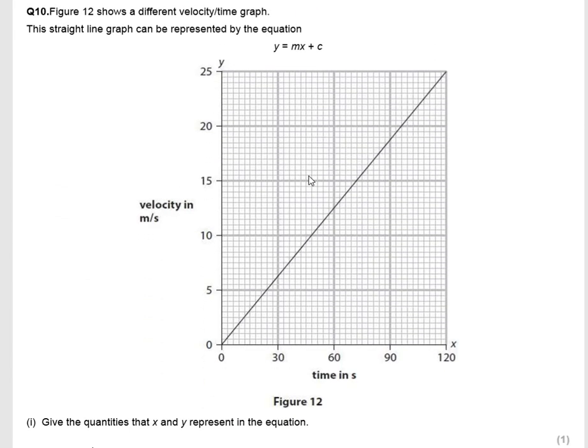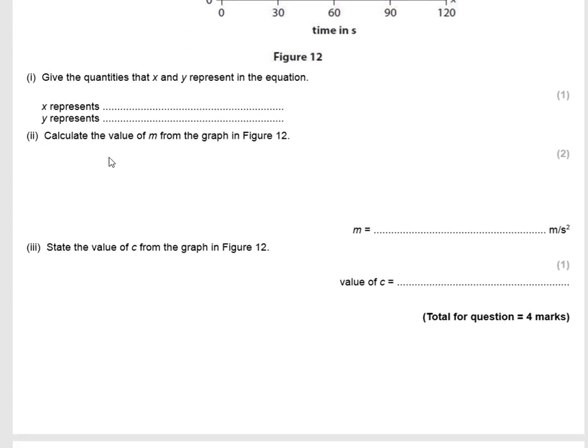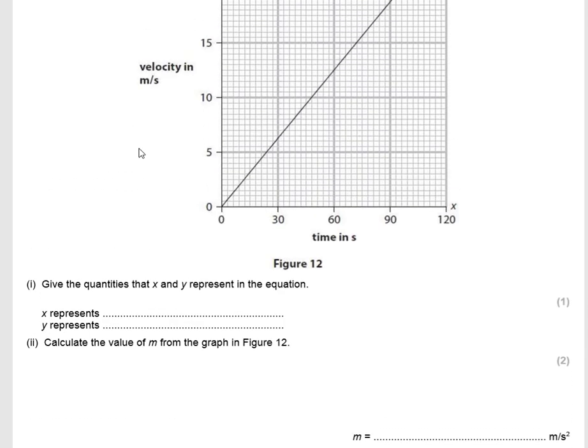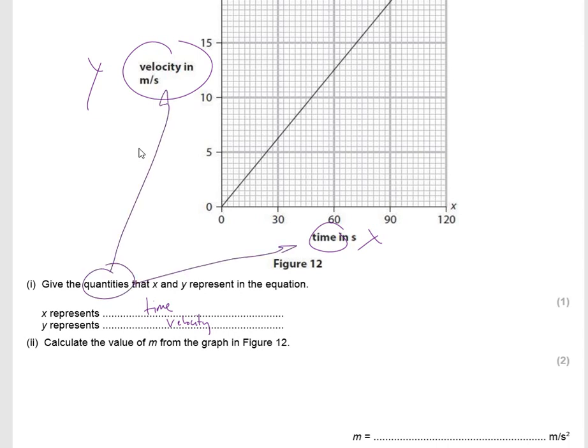Alright, next one. So x and y. This is on the y-axis, and this is on the x-axis. So therefore x is time and y is velocity. There you go. So these are the quantities, done.